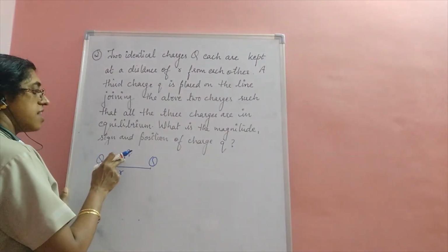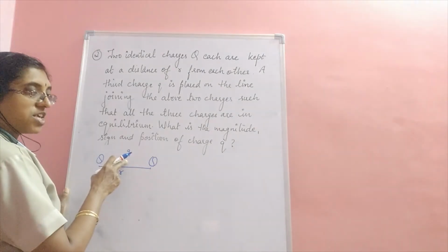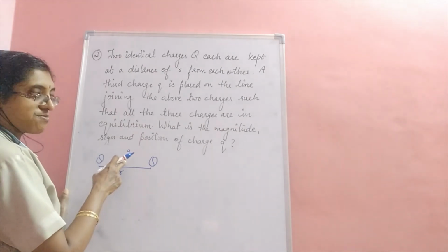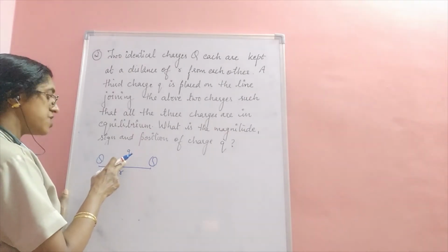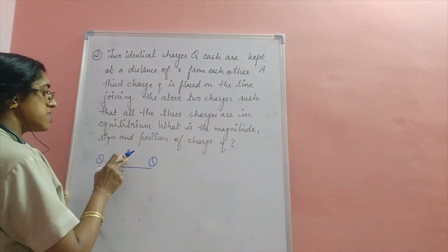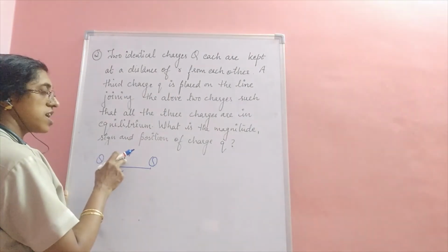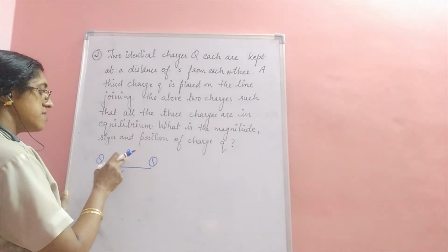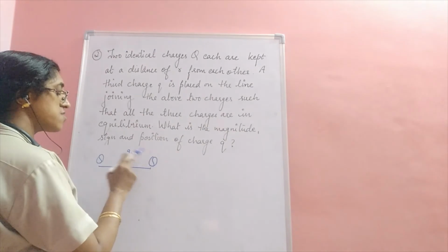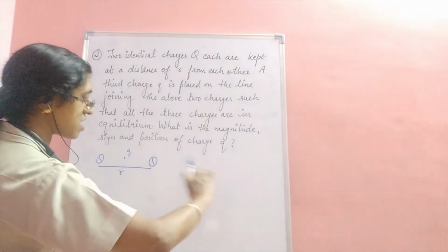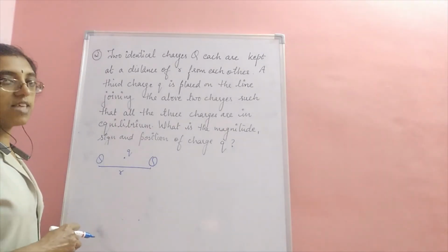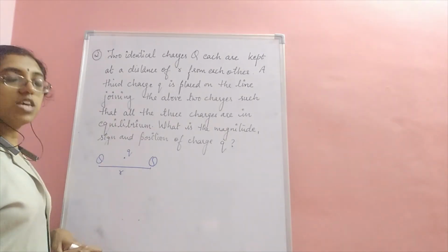Now, in order that this charge q remains in equilibrium with the two charges, this charge should be negative. Why should it be negative? Because then only the force between these two charges would be attractive, right? That means it would attract towards this direction. The force between these two charges would again be attractive, due to which it would attract towards that side. If these two forces remain equal and opposite, then the charge would remain in equilibrium.